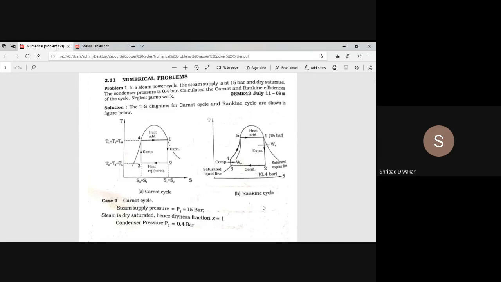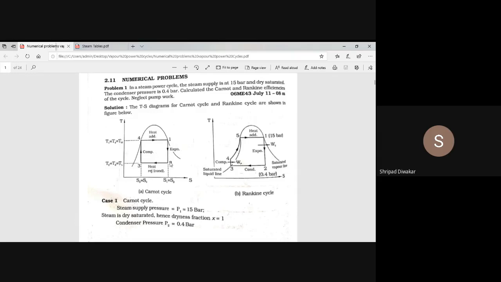Before that, you should be able to draw the TS diagram of Rankine cycle. I explained this TS diagram in the previous class in theory classes. So first draw TS diagram, Rankine cycle. And here they ask Carnot cycle, hence you have to draw both Rankine cycle and a Carnot cycle. First cycle is your Carnot cycle.